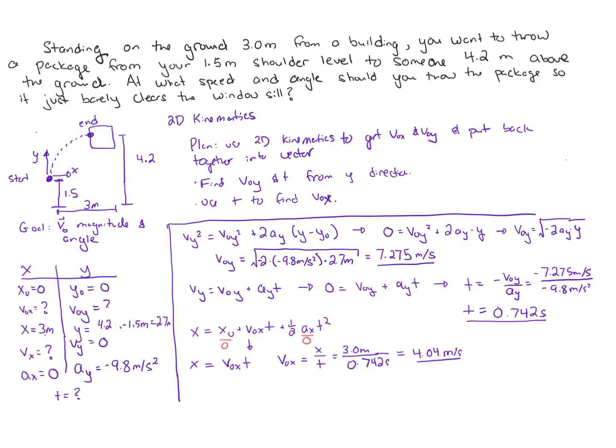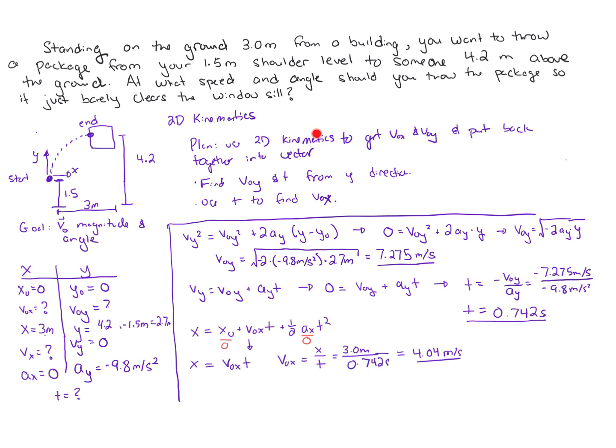Once I have the time, again, I have more than one option for what to use for the x direction. Because even though I have a lot of question marks here, since the acceleration in x is 0, v naught x and vx are the same. But I didn't even need to use that assumption in the equation I chose. I chose this one, x equals x naught plus v naught x t plus a half ax t squared. This is a 0, and this is a 0, making a very simple equation. Once I have the time, I can solve that for v naught x, and I get this for v naught x and this for v naught y.